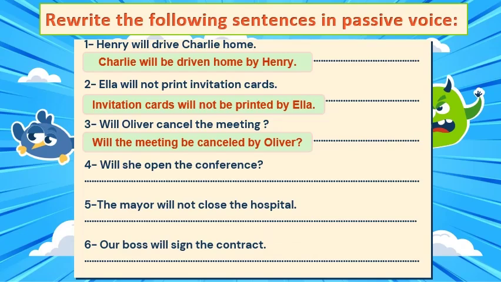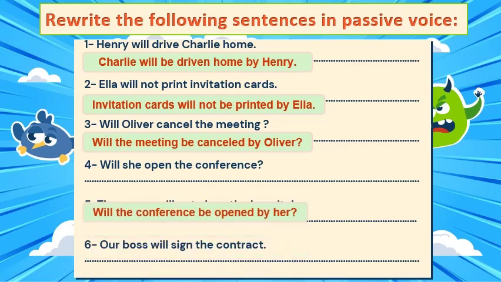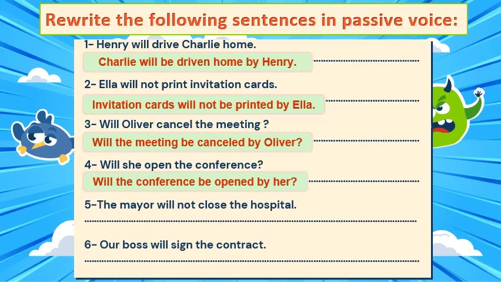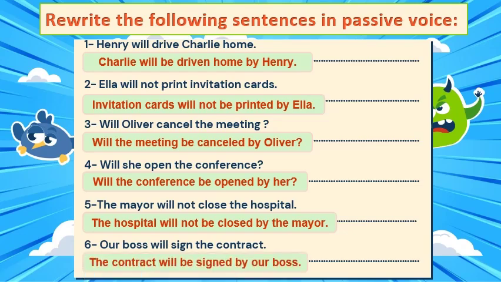Because we have the words in the question. Number four, will the doors be opened by her? Like number three. The mayor will not close the hospital. So the answer will be, the hospital will not be closed by the mayor. Number six, our boss will sign the contract. The contract will be signed by our boss. Okay, I think it's very easy, no?